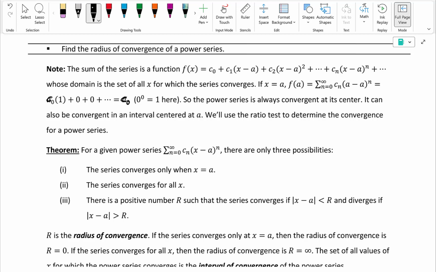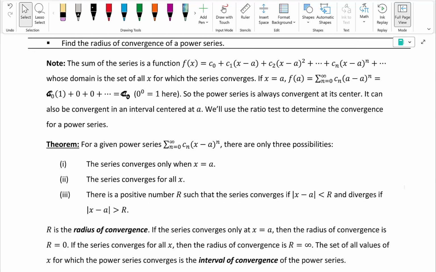And there's a positive number R, such that the series converges if absolute value of x minus a is less than capital R, and diverges if absolute value of x minus a is greater than capital R. So capital R is the radius of convergence. If the series converges only at x equals a, then the radius of convergence is R equals 0. Right? We can't expand in either direction from the center, so the radius is 0, and we just have that one value a where we converge.